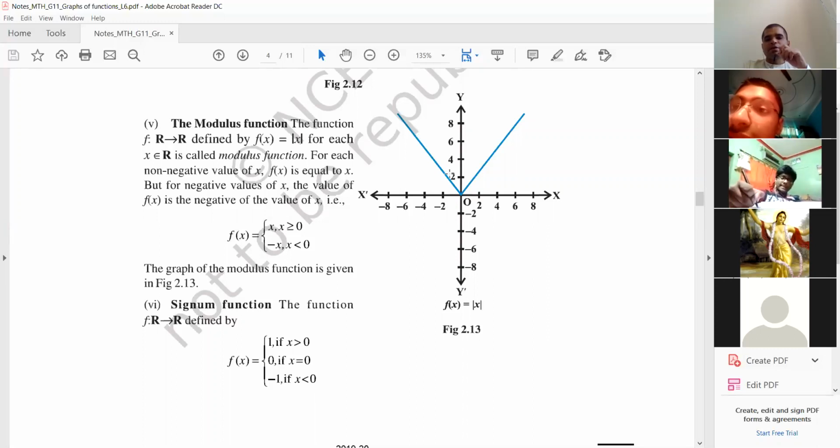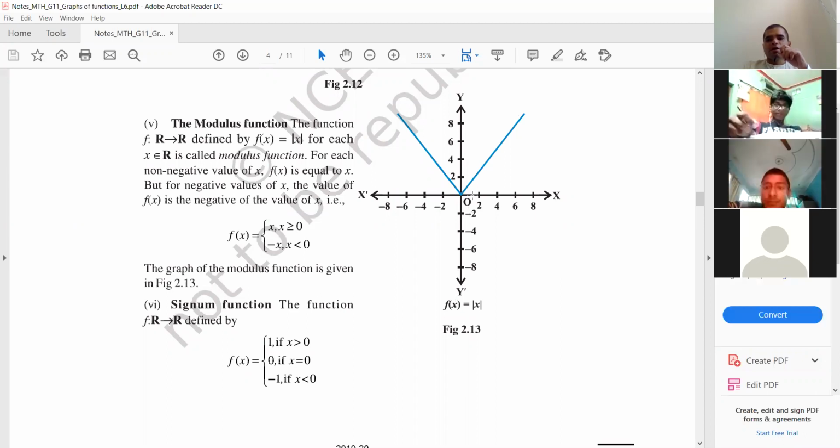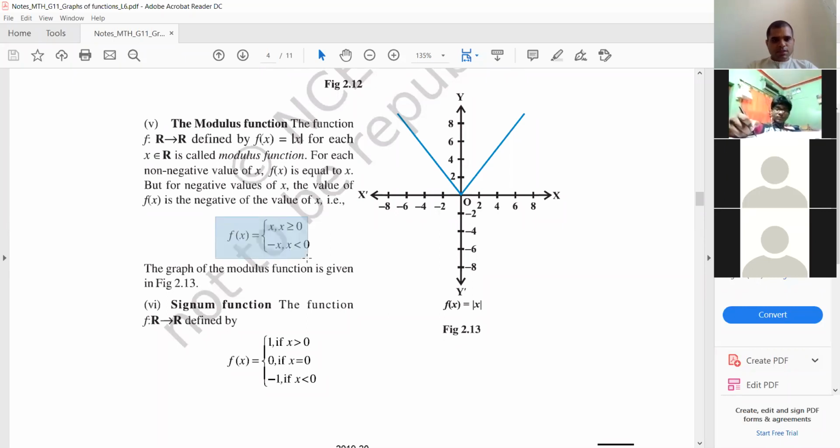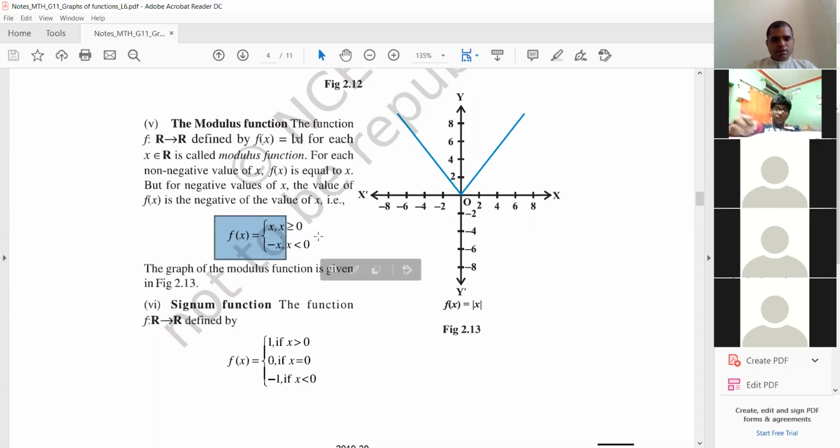So this is y equal to mod x, that whatever values were negative, they became positive. So this graph will always be positive. It will never go below x-axis. It will always remain above x-axis. So this is defined in this way. You can see here the definition of this function. f(x) is equal to x for x greater than equal to 0, and f(x) is equal to minus x for x less than 0.